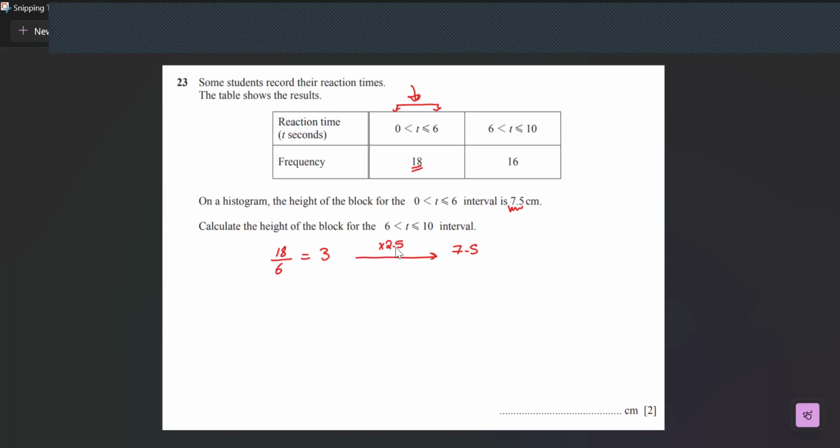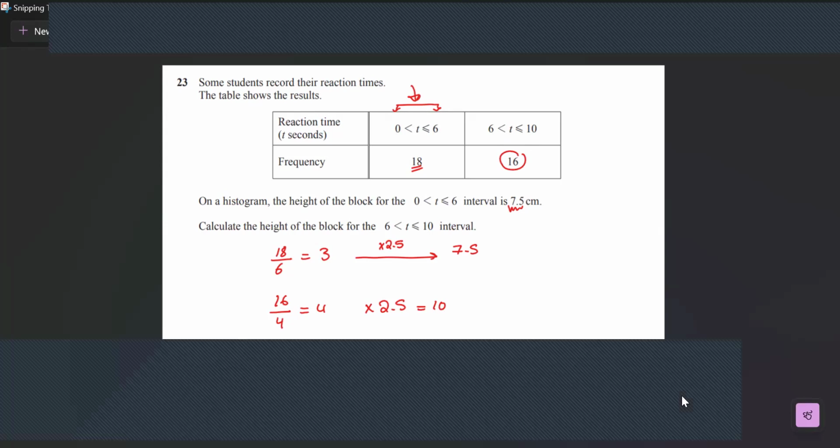So I will do the same here. 16 divided by the difference, which is 4, 10 minus 6, equals 4. Then multiply it also by 2.5. It will give me the direct answer, which is 10. You got it? Yes. Any problem? Yes. Okay.